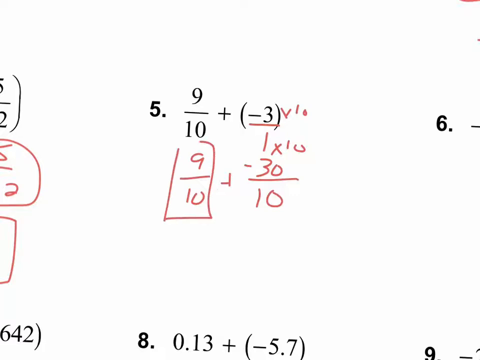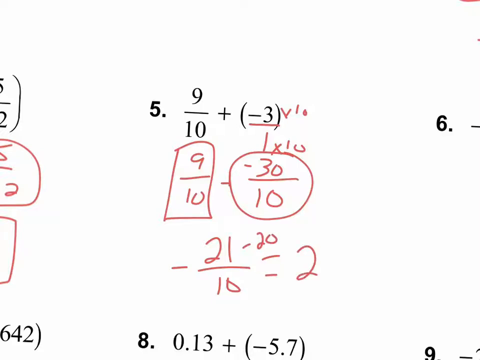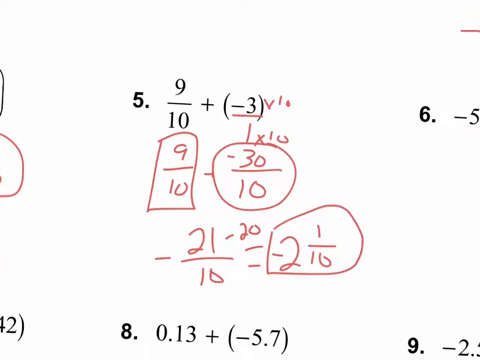Okay, now we circle our terms. I have a negative and a positive. Opposite signs we subtract. So 30 minus 9 is 21 over 10, and 30 is bigger, so we have a negative. 10 goes into 21 two times, which is 20. So then I have 2, and then I have 1 remaining tenth. So then my answer is negative 2 and 1/10.